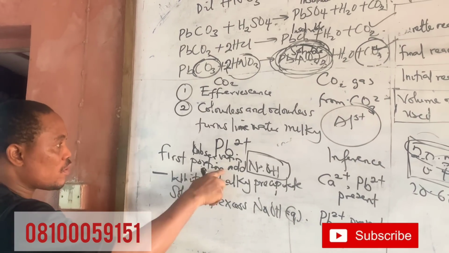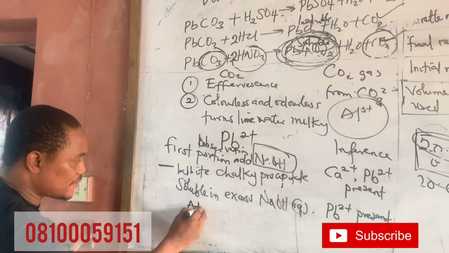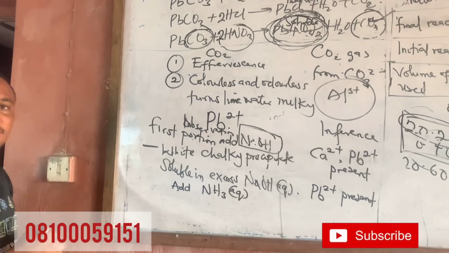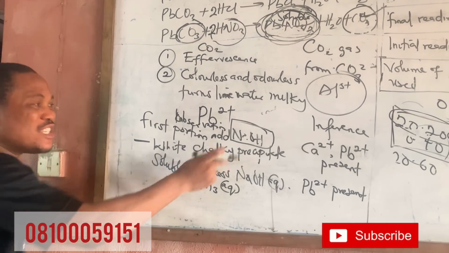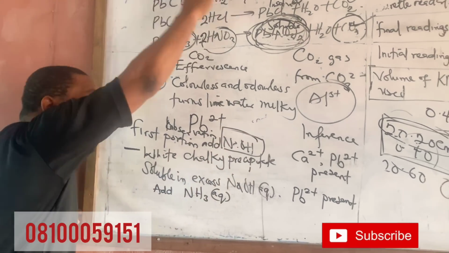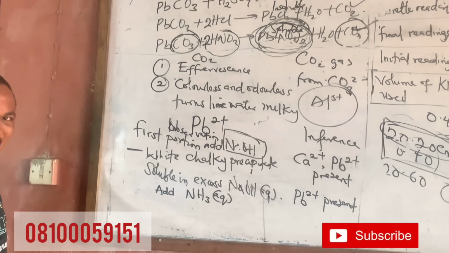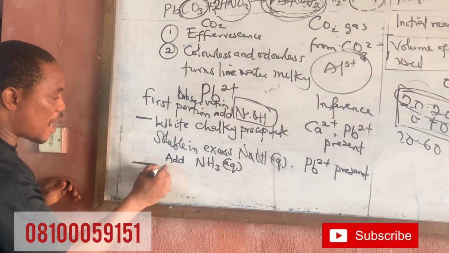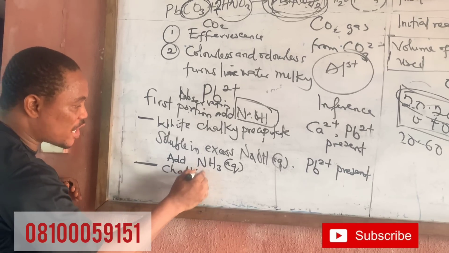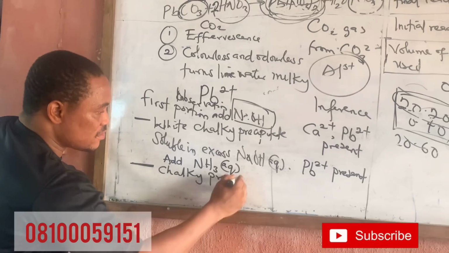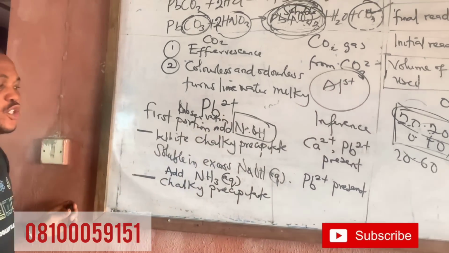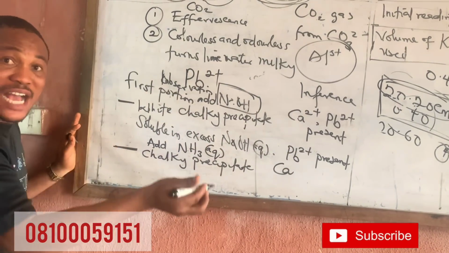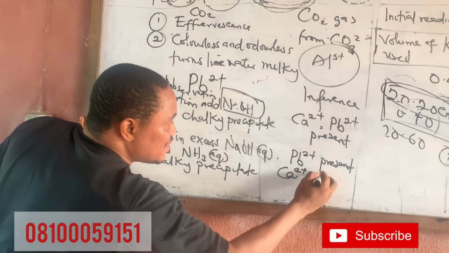Number two, if they ask you to add ammonia solution, which I am sure they will ask you. Sodium hydroxide and ammonia are sure for the residue. That's the normal thing they will have. So if they ask you to add ammonia, what will happen? You will still have a chalky precipitate. I want to believe this is clear. So you can still record that this and this are still present.